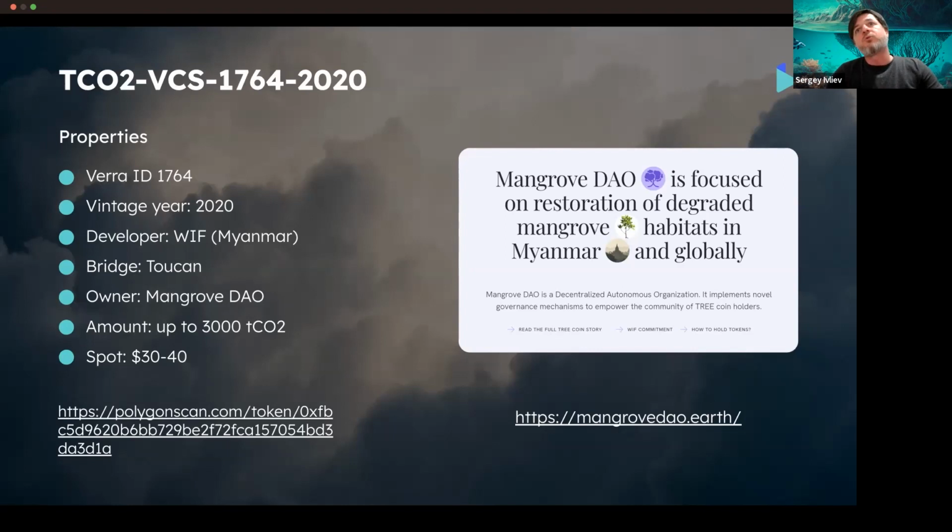And the amount which will be made available is up to 3,000 tons for this particular vintage. But every year there will be more carbon coming. So we hope to explore both from Vlinder side and from the Mangrove DAO side to explore the Carbonmark as the vehicle to offer and transparently trade carbon at the market price. So over to you, Drew. But thanks again for the invitation and opportunity to be part of this.